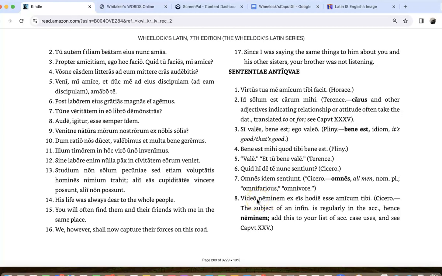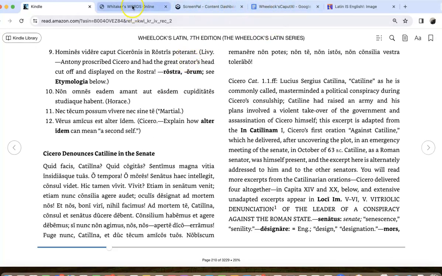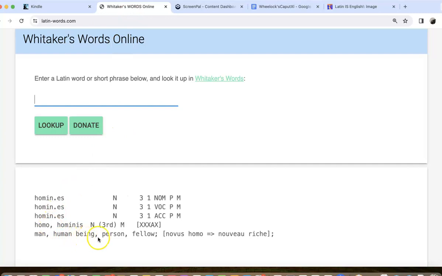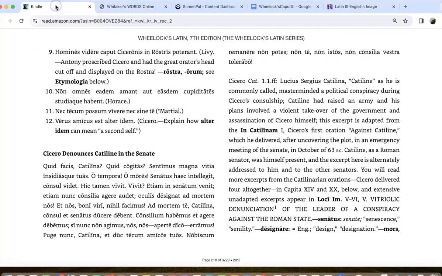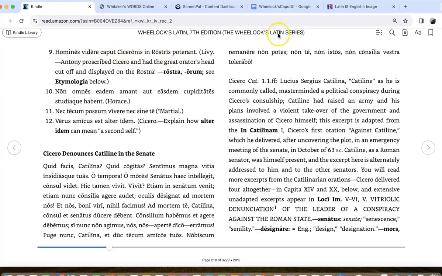All right, moving on to the next one here. So now going on to number 9. So the men, literally human beings. Or probably you could say even the people, because homines means human beings, but human beings in English sounds too abstract. So man, human being, person. But if it's in plural, we can say people. So I'm going to go with people on this one, although populus would be probably more strictly speaking, but I think it works. So the people were able to see the head of Cicero on the rostra.